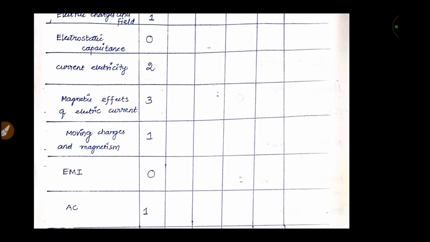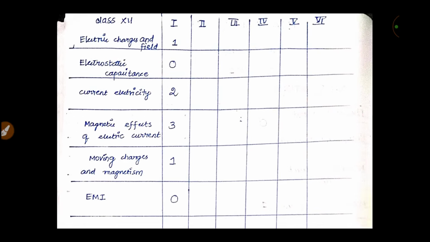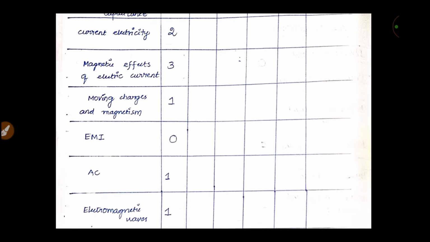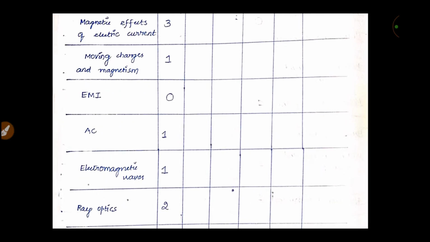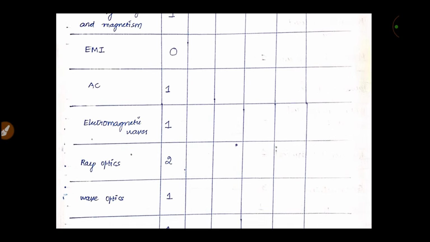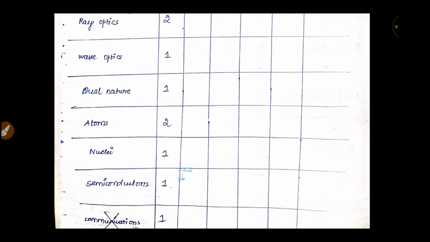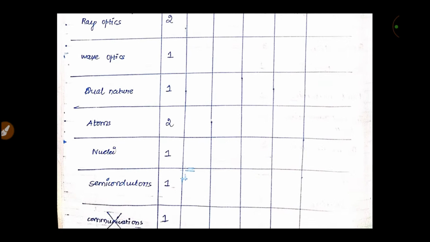From the 12th syllabus, electric charges and fields 1 question, no questions from electrostatic capacitance, current electricity 2 questions, magnetic effects of electric current 3, moving charges and magnetism 1, AC 1, electromagnetic waves 1, ray optics 2, wave optics 1, dual nature of radiation and matter 1, atoms 2 questions, nuclei and semiconductors each 1 question. Though communication is not in the syllabus, test 1 contains 1 question from communication also.